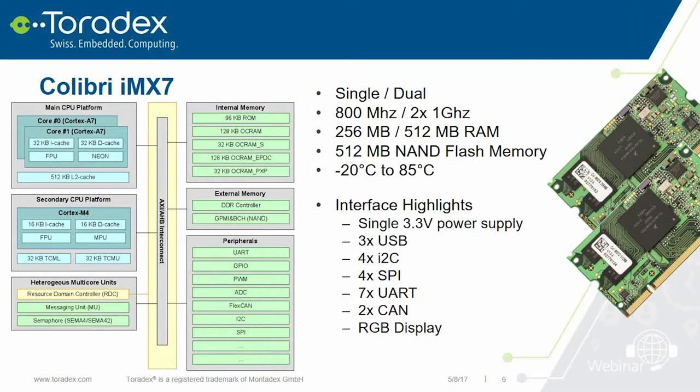For those unfamiliar with heterogeneous multicore, this system on chip has the Cortex-A7, like I mentioned before, and additionally another core, a Cortex-M4 at 200 megahertz.